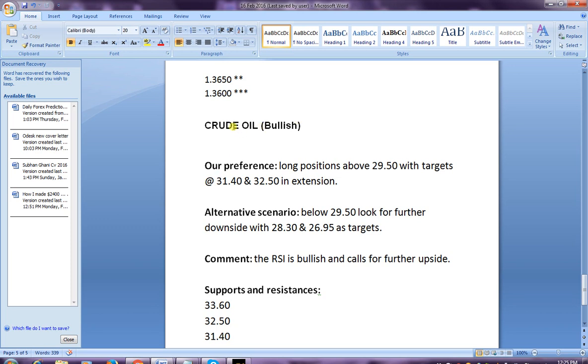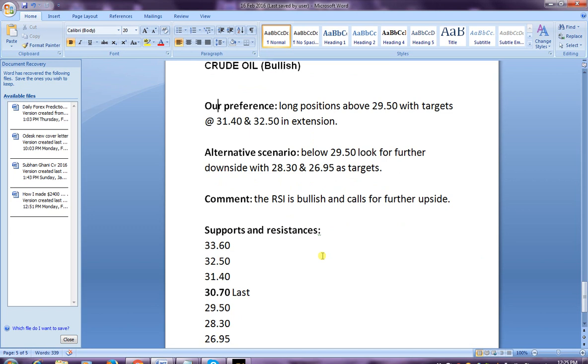Okay, and in this way I'm talking about crude oil. It's bullish, and the preference is to take your long position above 29.50 with targets 31.40 and 32.50 in extension. The RSI is bullish and calls for further upside.